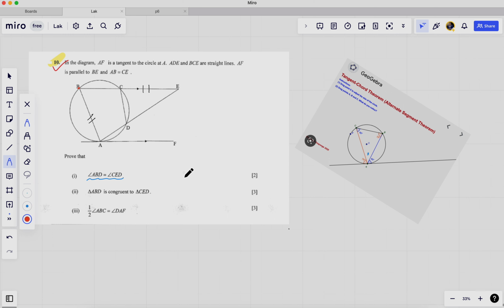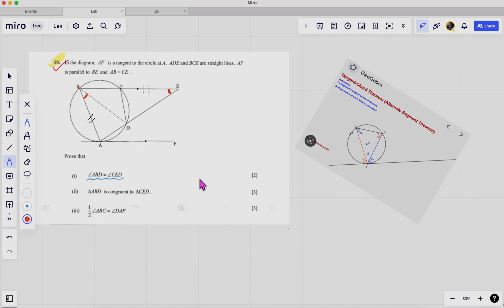Both, so both are maths, so you have to know both. Okay, so ABD. ABD is you have to add a line. Okay, so ABD is this one. They ask you to prove this ABD is equal to this CD.